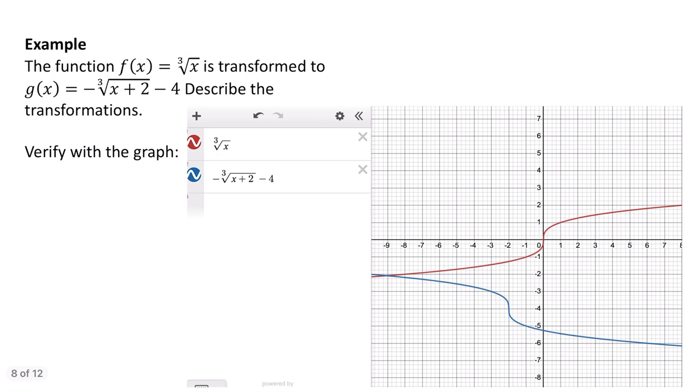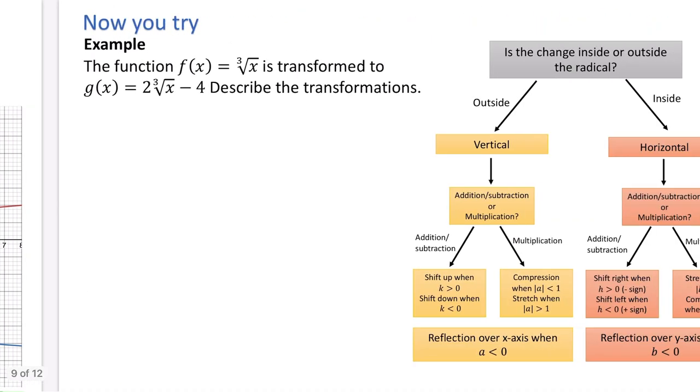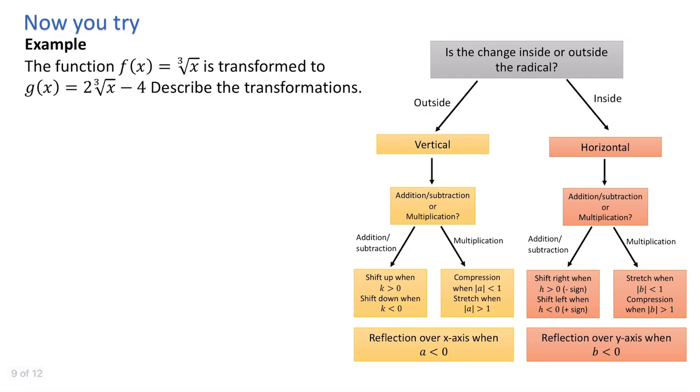Okay, so remember, you always want to double check in Desmos, right? That's a way to make sure you're 100% right. So just go ahead and graph the parent function and the transform function, and you can see that it is in fact reflected. It's shifted to the left 2, and it has gone down 4. So now you can go ahead and pause the video and try doing this example on your own.